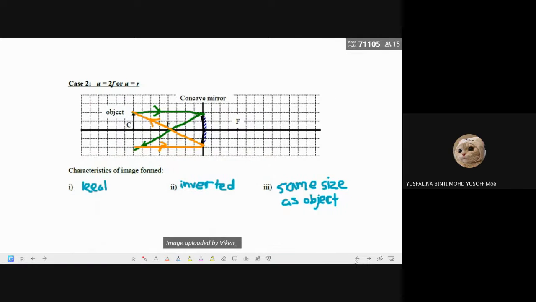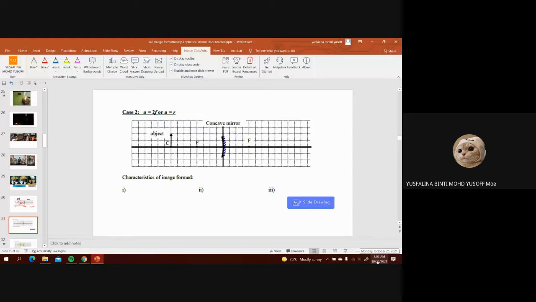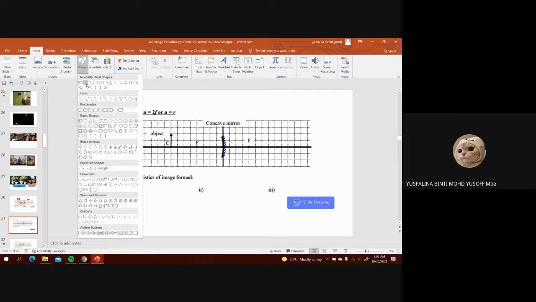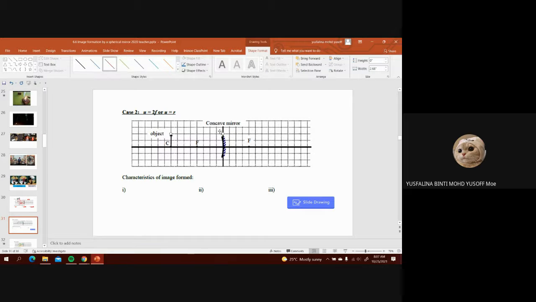Alright, so let's see how to draw for this one. For this one, the object is actually at 2F, meaning at C. They have the same distance as C. So how do you want to draw? The first one is the same way. From here it goes to here, and it will be reflected back, goes to F. And this one from here goes to F, and then it will be reflected back.